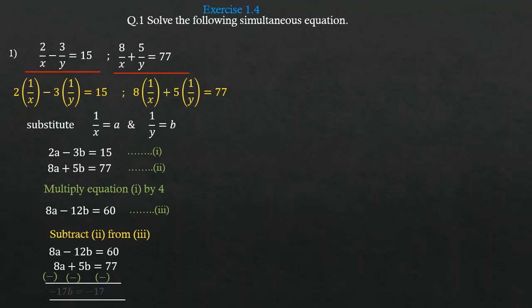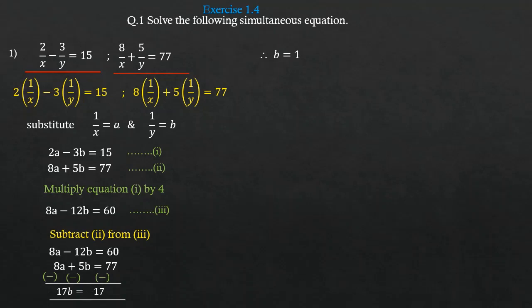So when we do this change, plus 8a minus 8a will cancel and we get minus 12b minus 5b is equal to minus 17b, which is equal to 60 minus 77 gives you minus 17. So now we can find out the value of b from this. Value of b we will get as 1.